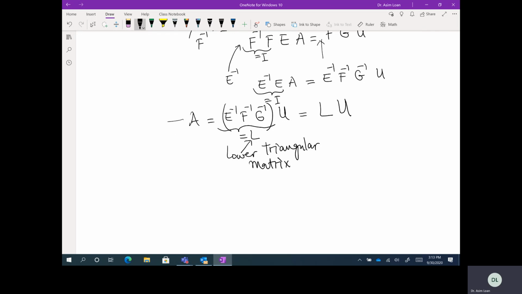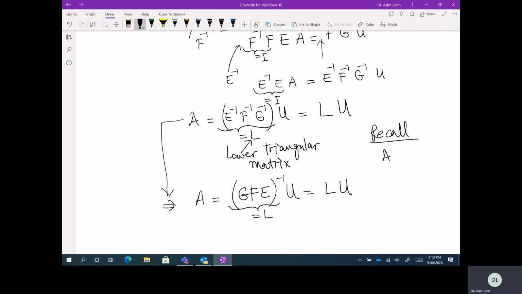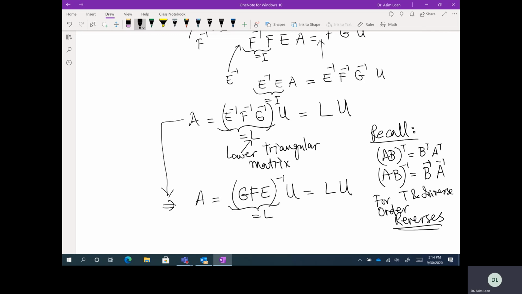so this means what? This implies A is equal to GFE whole inverse into U, which is equal to L times U. So this is L. So GFE holds. Recall again from your high school, AB whole transpose equals B transpose times A transpose, and AB inverse, we'll prove it in the next chapter and in the next lecture, is also B inverse A inverse. So order reverses, both for transpose and inverse. Order reverses. Okay, so just remember this one.